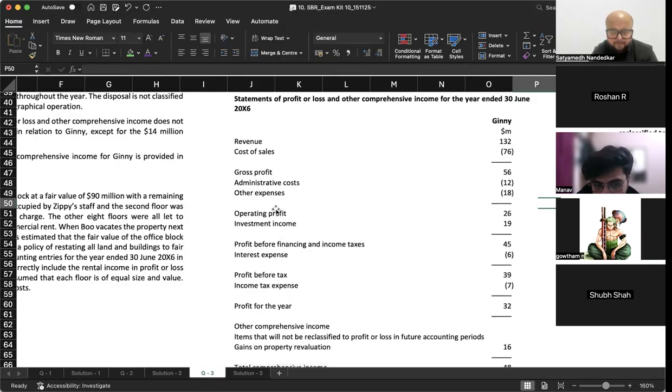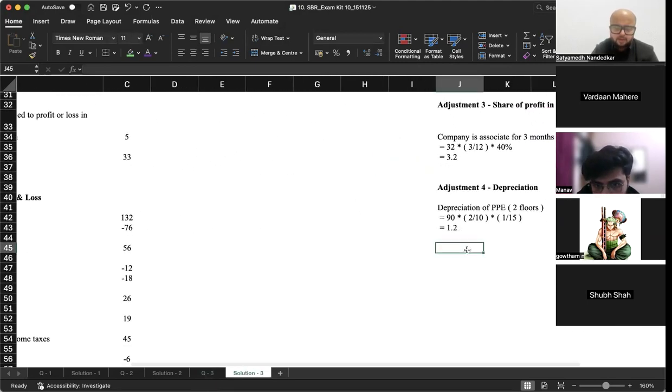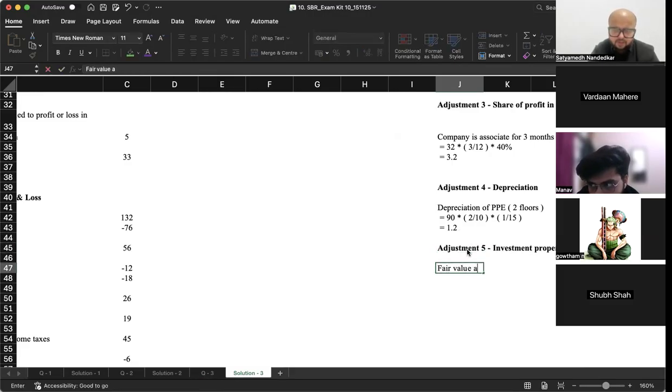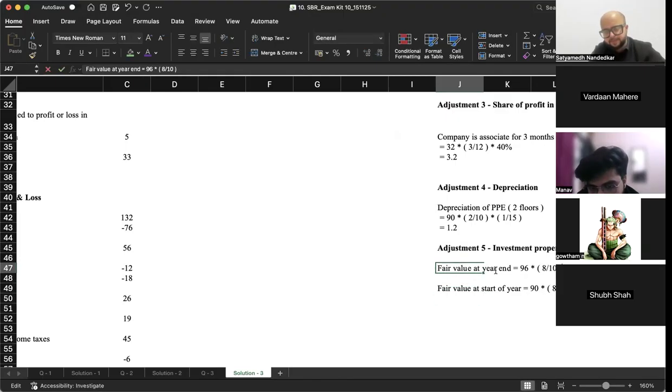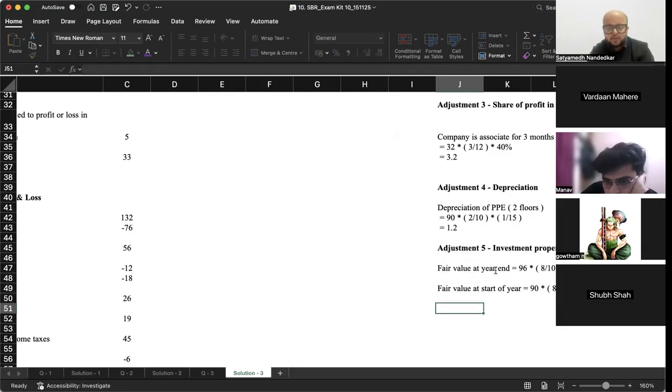Sir, investment property, the fair value changes will be added back in P&L only. वैल्यूएशन आएगा आईपी का. एडजस्टमेंट 5, इन्वेस्टमेंट प्रॉपर्टी. ठीक है. फेयर वैल्यू एट ईयर एंड 96 इंटू 8/10. फेयर वैल्यू एट स्टार्ट ऑफ ईयर 90 इंटू 8/10. ये हो जाएगा 72. ये कितना था? 76.8.